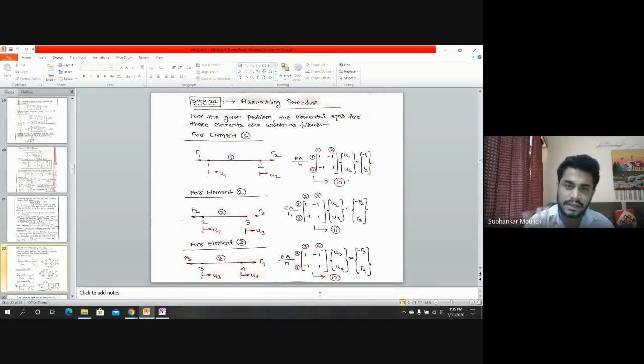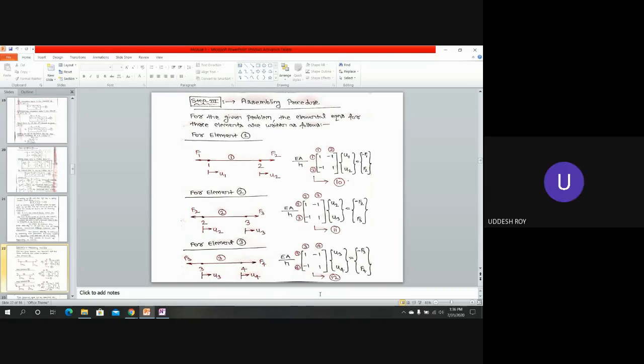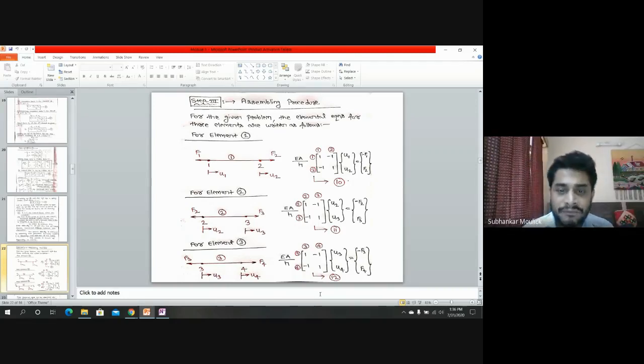Is this step clear? Equation number 10, 11 and 12? Yes, sir. Fine. Here what I have done, I have written the elemental stiffness equation individually for each and every element. Clear? Okay, let us move forward.